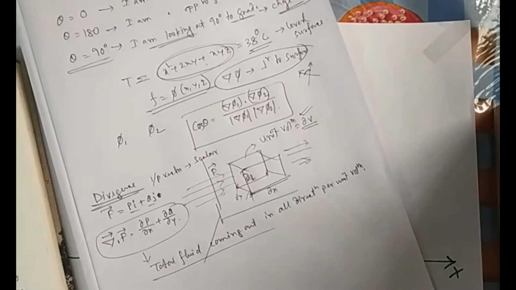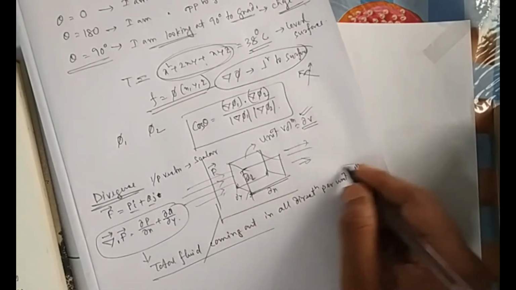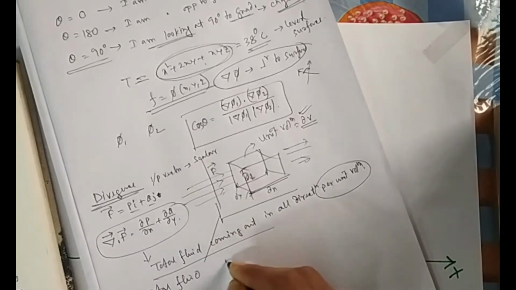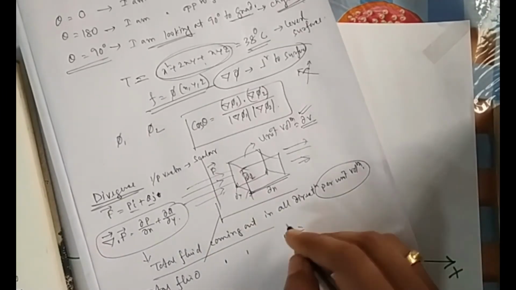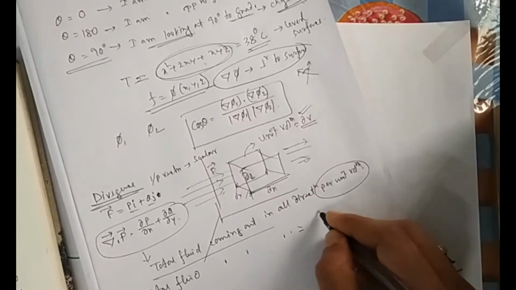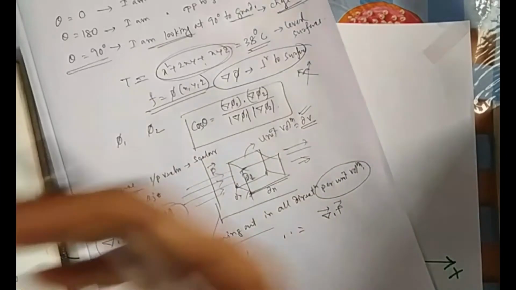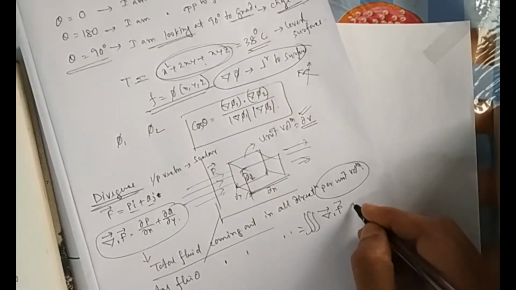Or you can say, if this is per unit volume, then it is the total flux coming out, the total fluid coming out in all directions, not per unit. If you want to take the whole, then it will be an integration. If you are summing up, this was for per unit volume, one small unit. If you want it for the entire volume, you have to take the volume integral.